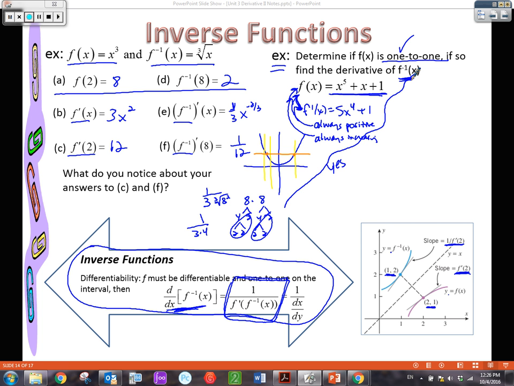Let's switch the x's and the y's. So we would say x equals y to the fifth plus y plus 1. We basically just switch the x and the y's. Now this is the inverse function. Okay, that is the inverse function.